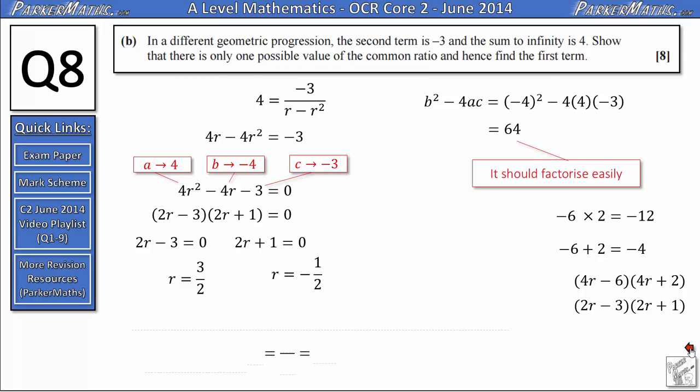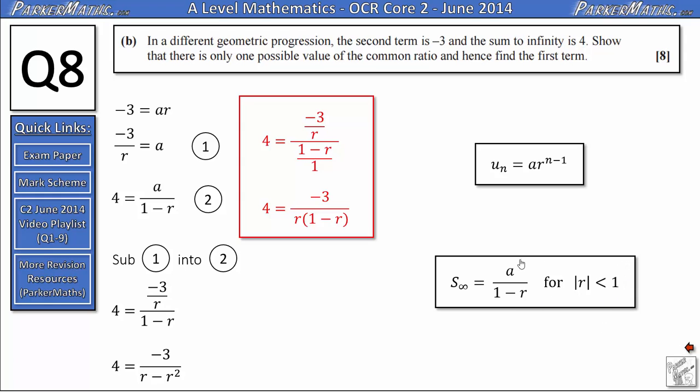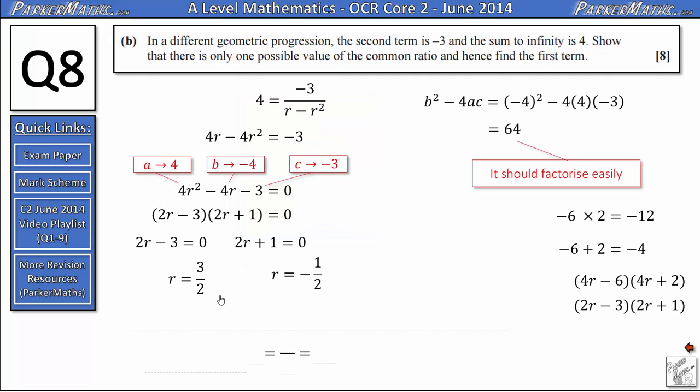And if we go back to the previous part, where we look at the formula here for the sum to infinity, it says the absolute value of r must be less than 1. That means we can rule out this solution here with r equals 3 over 2, because that wouldn't give us a sum to infinity which converges. So we can say, since the modulus of r has to be less than 1, the only possible value for r is when r is negative a half.